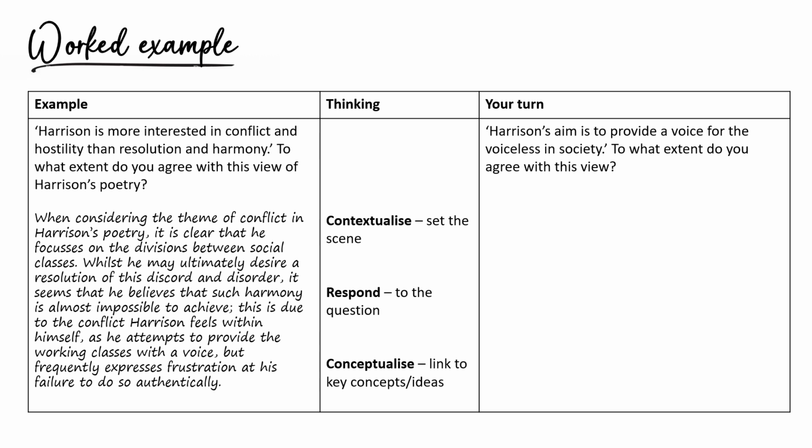So again, my first sentence, I'm contextualizing, I'm setting the scene. I'm then responding to the question. This particular argument is quite a complex one. What I'm saying is that Harrison thinks that conflict is inevitable, but that he would like to reach harmony through using his poetry as an act of rebellion to give a voice to the working classes. However, he ultimately feels that is going to fail, it's not going to work.